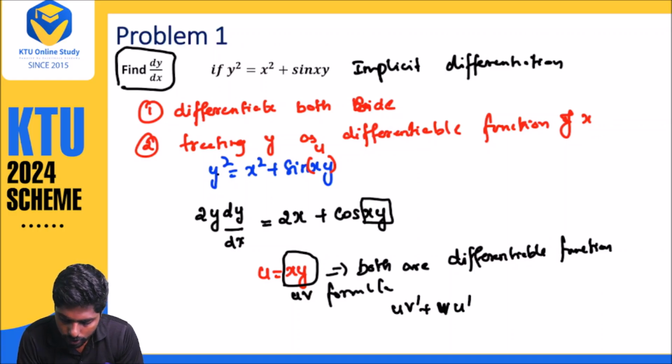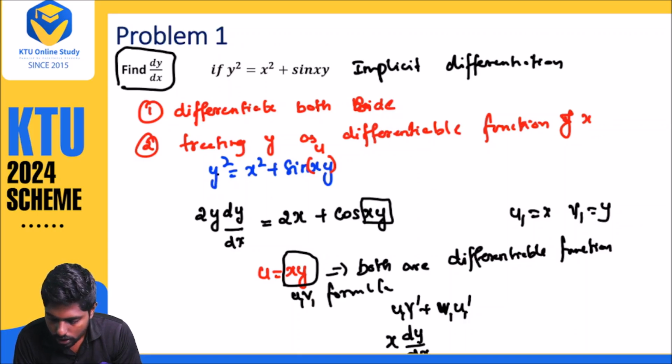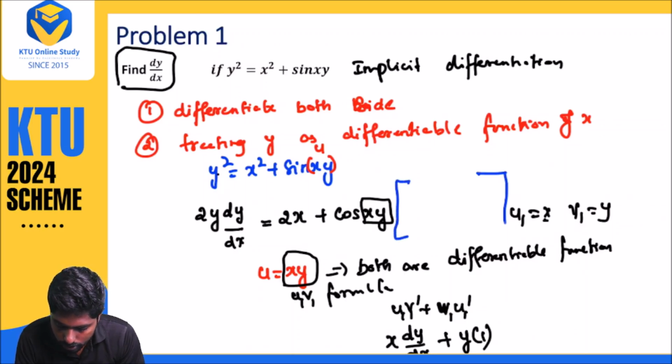Here u1 is equal to x and v1 is equal to y. Applying the formula, x times the derivative of y, which is dy by dx, plus y times the derivative of x, which is 1. So now the formula is becoming the uv formula.